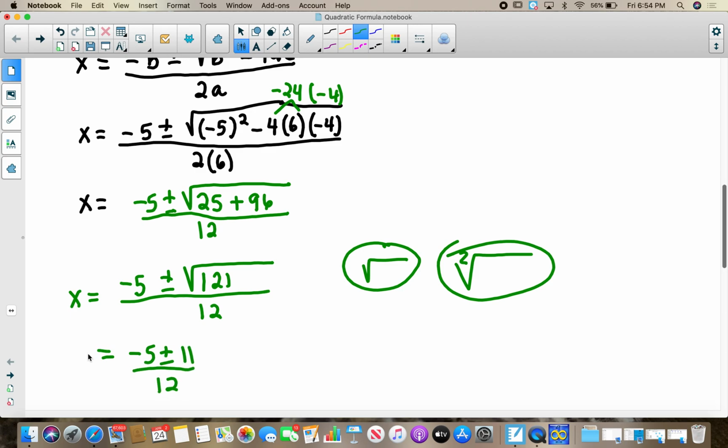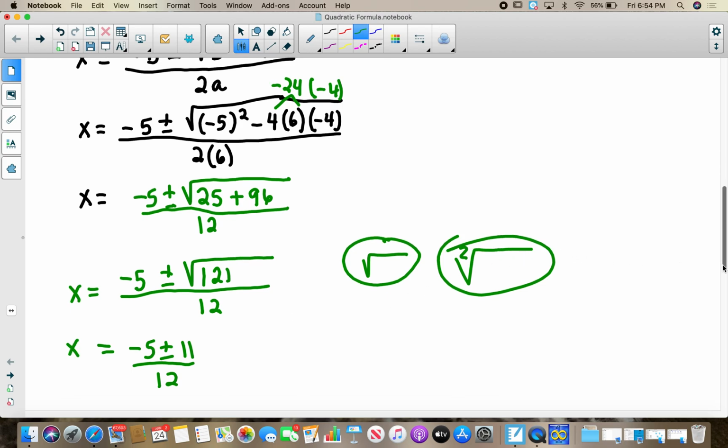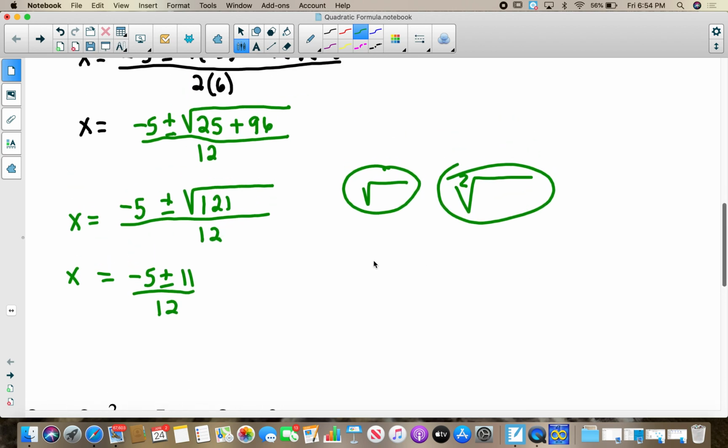So we'll replace the square root of 121 with 11, and we're going to bring everything else down. Now what this means, we have negative 5 plus or minus 11 over 12. That means that we're going to get two answers. One of them is going to be negative 5 plus 11 divided by 12, and the other one is going to be negative 5 minus 11 divided by 12. That's what this plus and minus here does. Okay? So let's do the math on this.